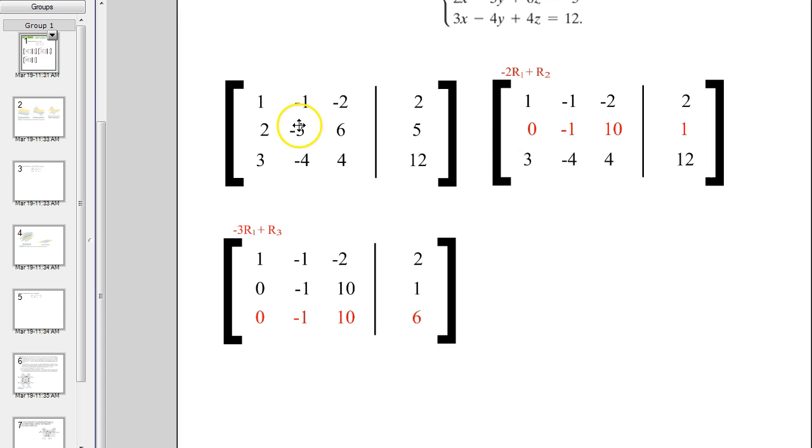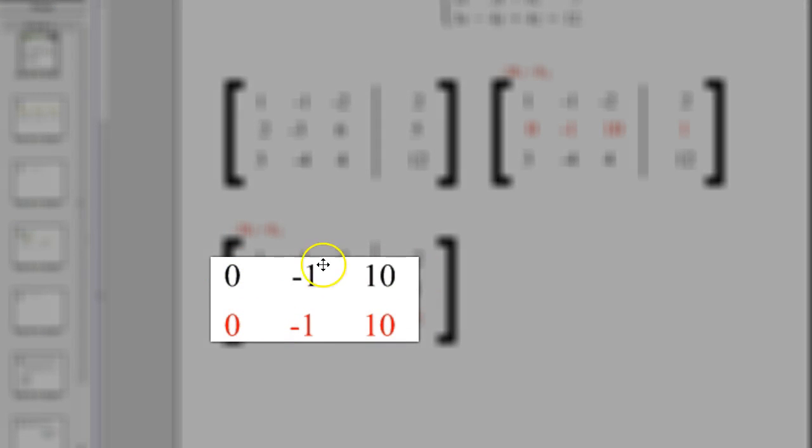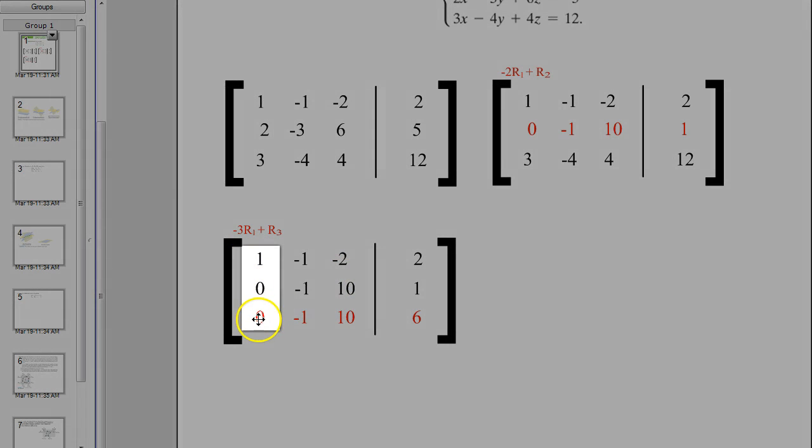-2 times -1 is 2, plus -3 is -1. -2 times -2 is 4, plus 6 is 10. And then -2 times 2 is -4, plus 5 is 1. So there's that row, and then I did the same thing, but -3 times the first row added to the third row. And I got 0, -1, 10, 6. Now you may see what's going to happen here already, but if not, just keep working. Remember, we got the 1, 0, 0.